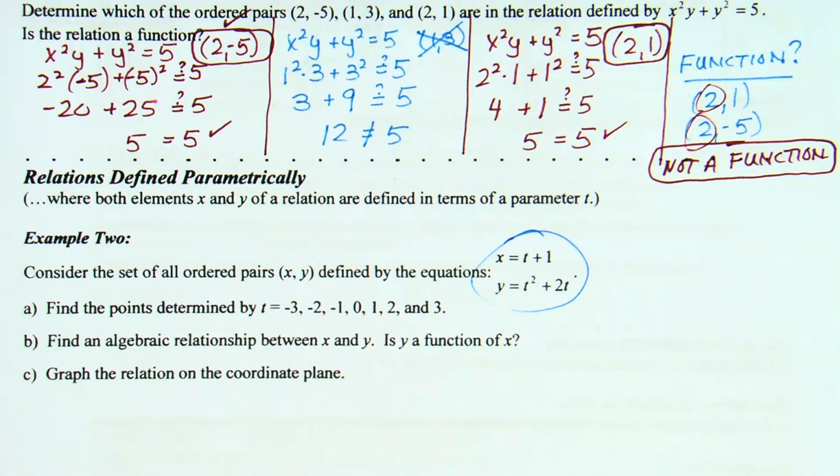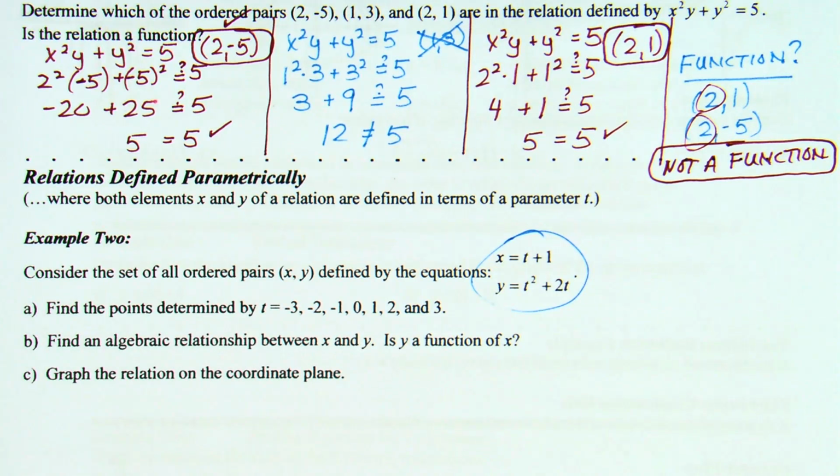So you have x equals t plus 1, and y equals t squared plus 2t. Okay, this is a parametric equation. Looking at it as is, it's hard to tell what that equation is. It's hard to tell what that's going to look like. And so we're going to work with it a little bit and learn some things about it, so to speak. So first thing we're going to look at, A asks us to find the points determined by t equals -3, -2, -1, 0, 1, 2, 3.